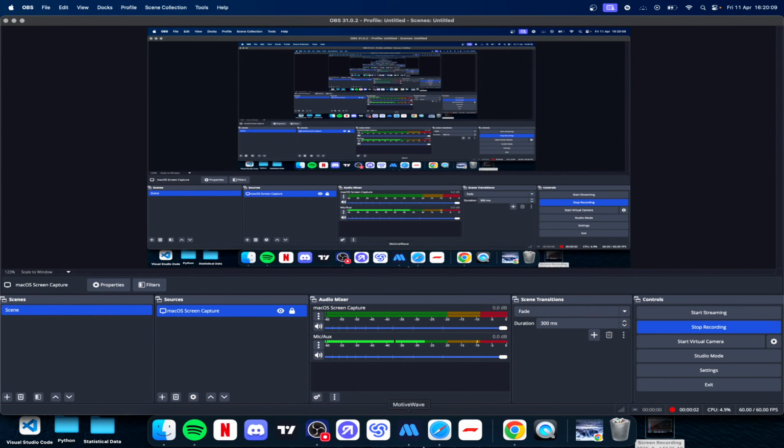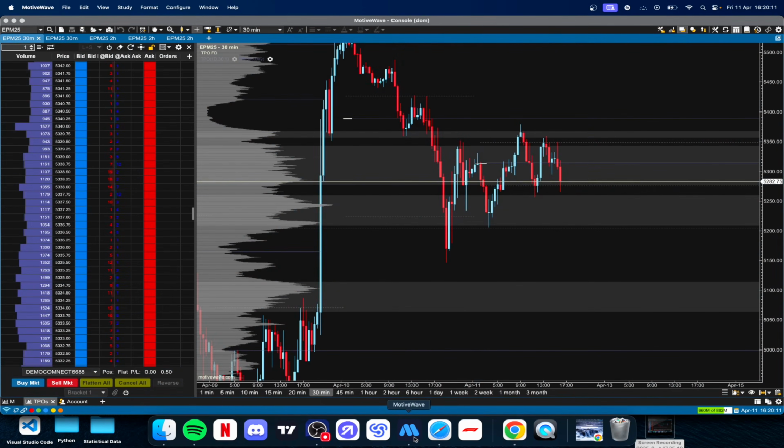Alright, so we do have another example right here, potentially. We have reacted off of an extreme of the volume profile, or this high volume area. We can definitely look for longs again. Now we've got a pocket right here of a low volume node.